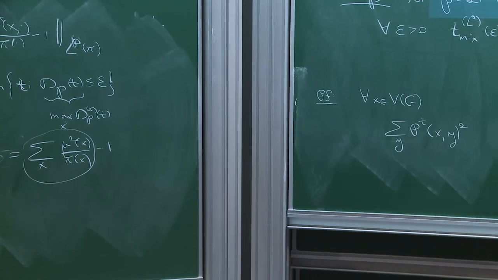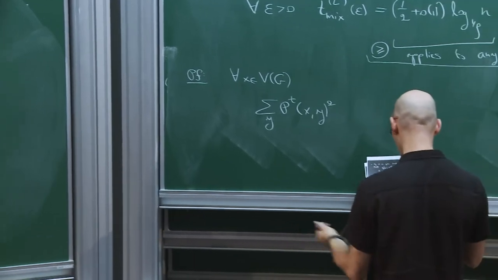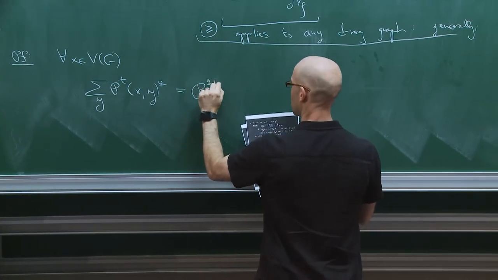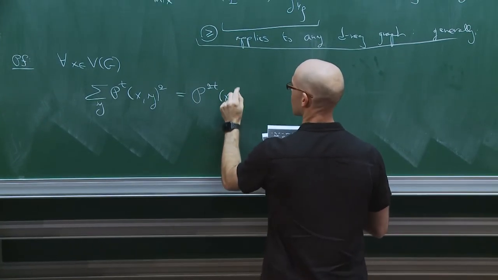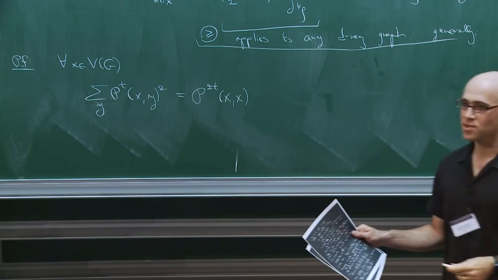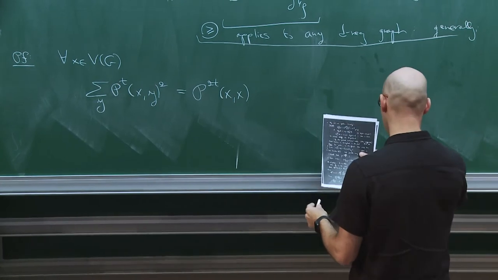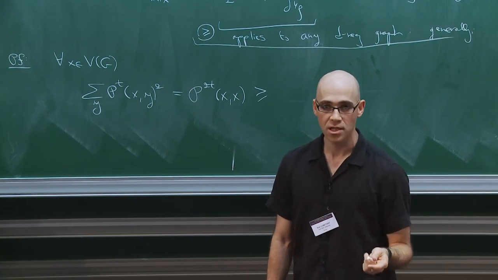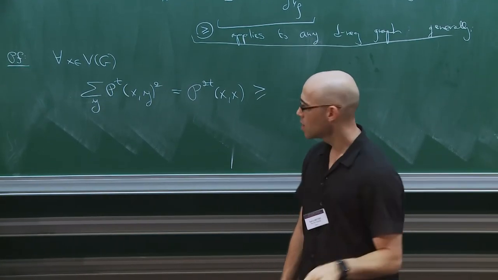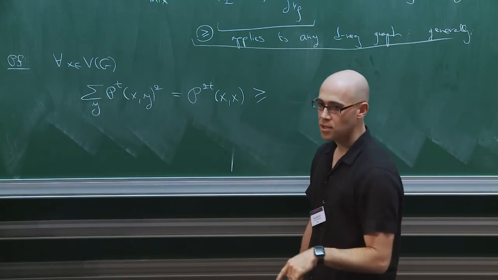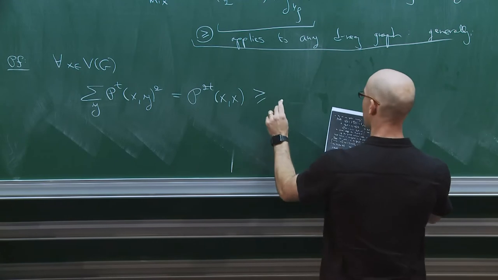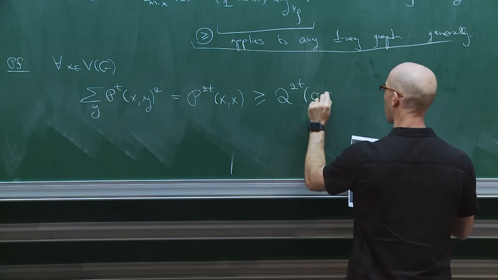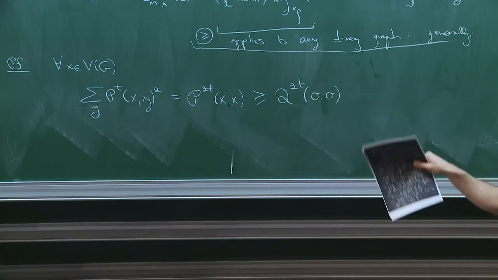So summation over y of p, because this is now becoming the source vertex for the walk, p^t(x,y) squared, what is that? That is nothing but p^{2t}(x,x). So these are the wonders of reversibility. This just measures the probability of returning to the origin in G, we are still not on the tree, in 2t steps. So now we can lower bound it by q^{2t}(o,o), where this is random walk on the tree.